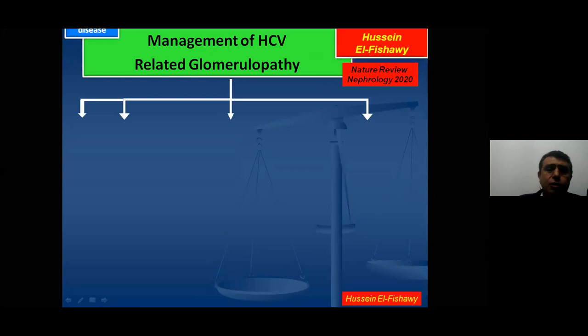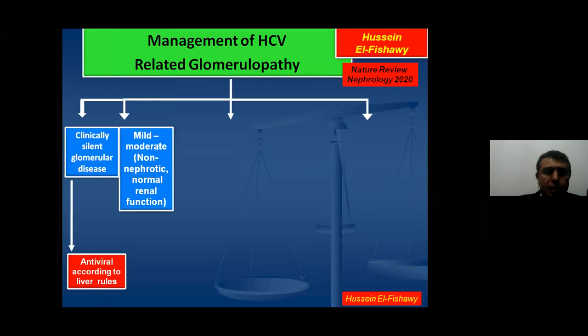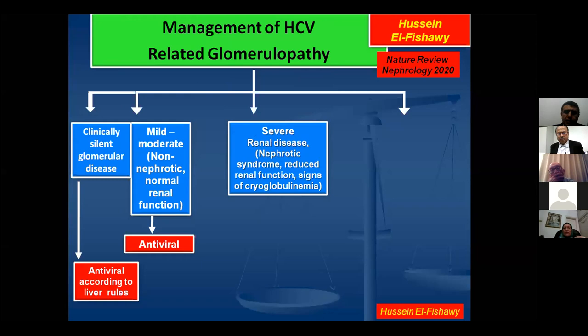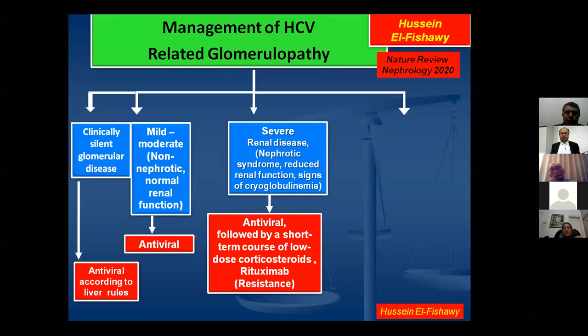For its management, clinically silent liver disease: please, just antiviral therapy. Mild to moderate non-nephrotic range proteinuria with normal kidney functions: in this situation, also antiviral therapy. If you have more severe disease with nephrotic syndrome, or starting reduction of kidney functions, or starting signs of cryoglobulinemia, in this situation, antiviral therapy followed by a short-term course of low-dose steroids for 6 months.